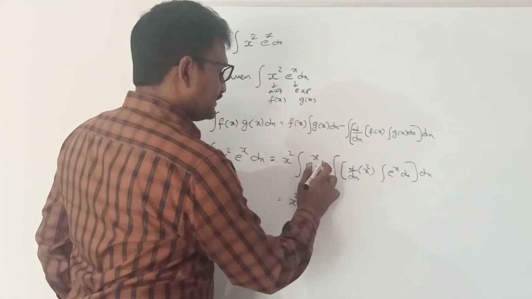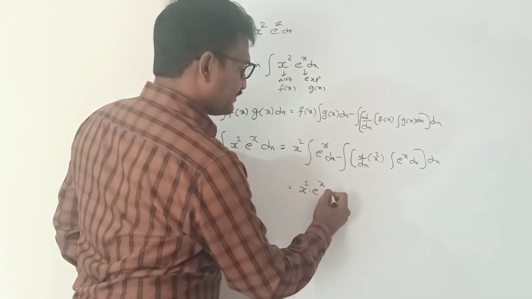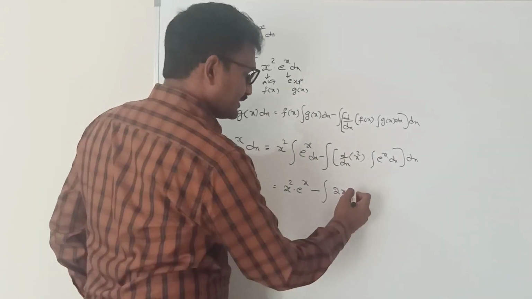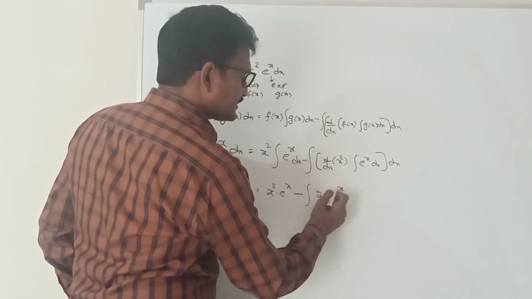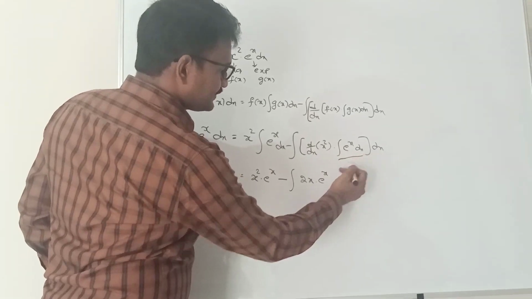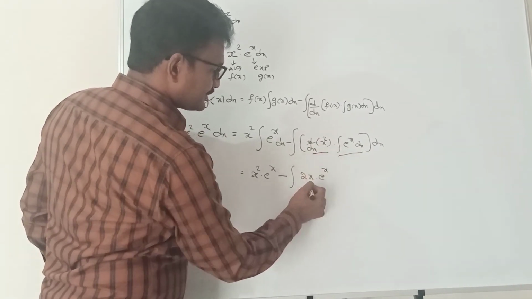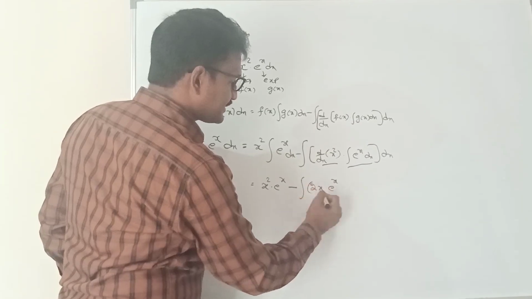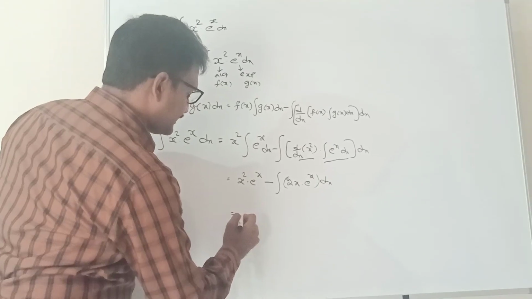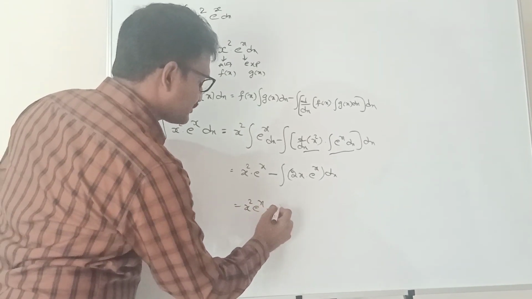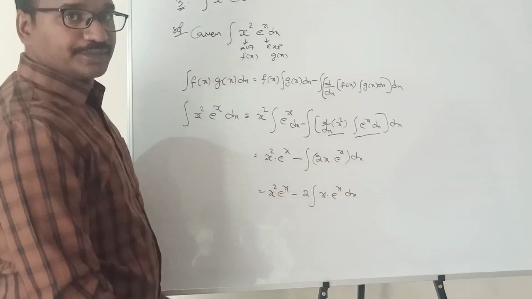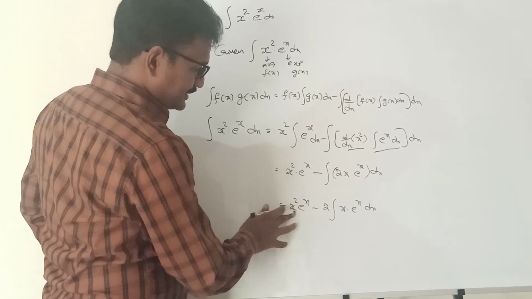The integral of e power x is e power x, minus the derivative of x square, which is 2x, into the integral of e power x. The derivative of x square is 2x, and the integration of e power x is e power x. So this part is over. Next, dx is there, right? x square into e power x minus 2 into the integral of x into e power x dx. Next, the integration of this part is over.